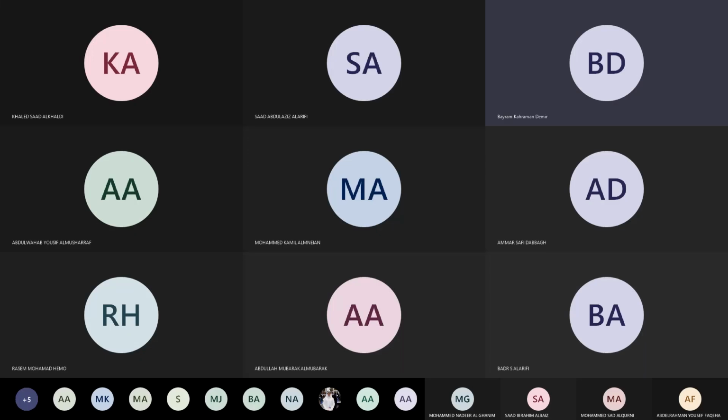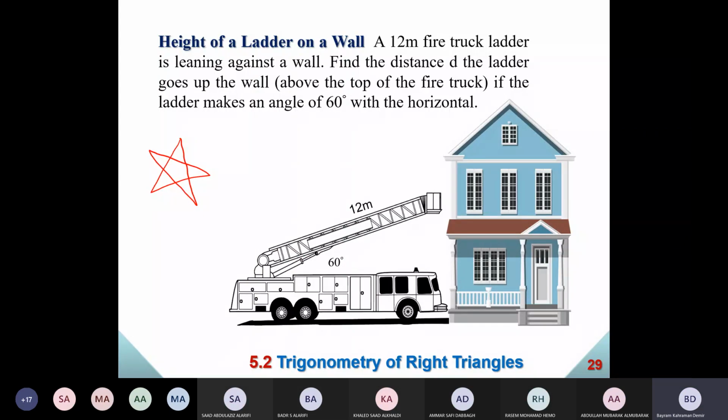All right, let's see what we have here. We have a fire truck next to a house, and it looks like the fire truck has a ladder of 12 meters long, and it's making a 60-degree angle with the horizontal line. So find the distance the ladder goes up the wall above the truck, of course.